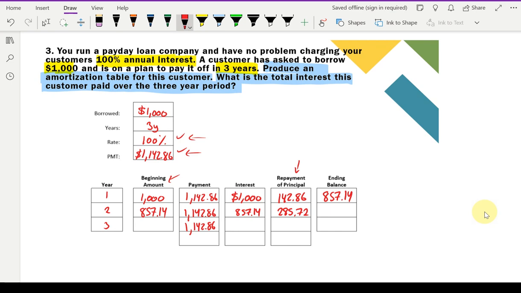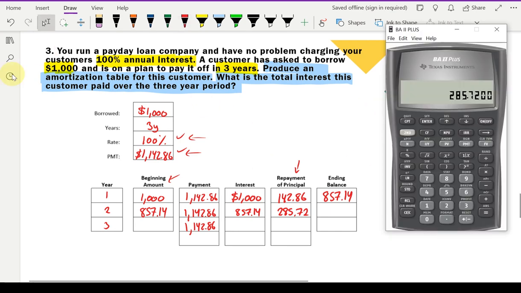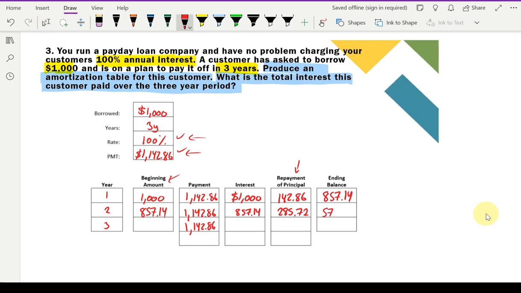$285.72. Okay, now ending balance is our beginning balance minus our repayment of principal. So $857.14 minus $285.72, $571.42. So at the end of the second year, we still owe $571.42. So that's what the third year starts with.